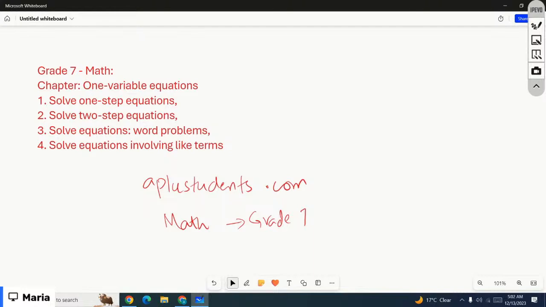Let's just start with chapter 1, one variable equations, and the lessons we're going to cover from the chapter are solve one-step equations, solve two-step equations, solve equations word problems, and solve equations involving like terms.